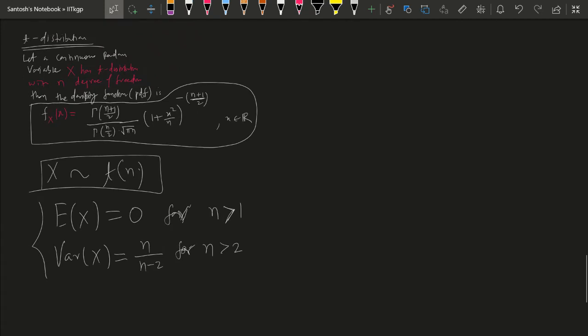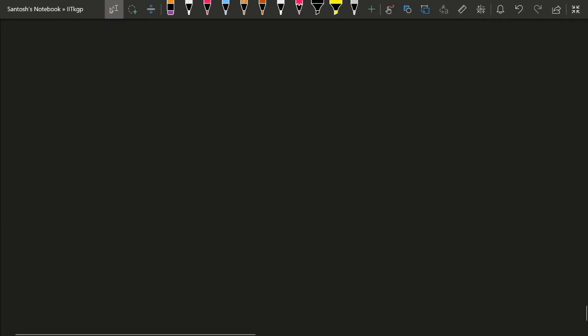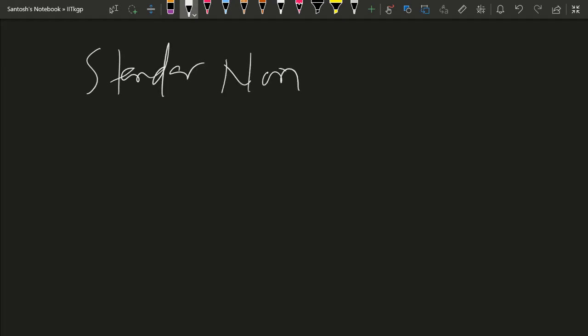Especially in sampling, there are three distributions: chi-square, t, and standard normal. Standard normal you have already seen, so I will ask you. You can look at your notebook or book, or if you already know, you can tell. What is a standard normal random variable or a standard normal distribution?